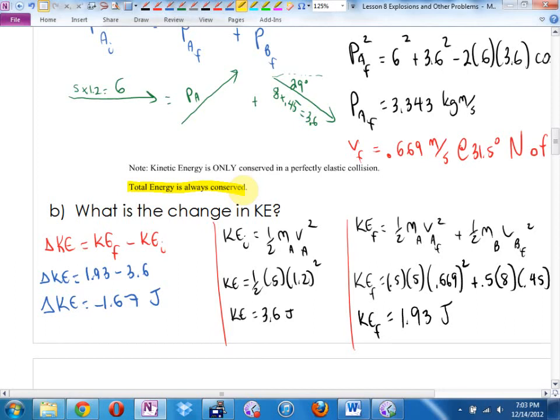Kinetic energy is only conserved in what we called a perfectly elastic collision. That was that bizarre extra special case where kinetic energy was conserved, the masses were the same, and the angle that they rebounded off of each other was 90 degrees. Here, I lost 1.67 joules.